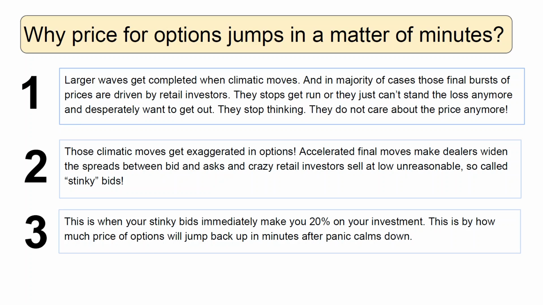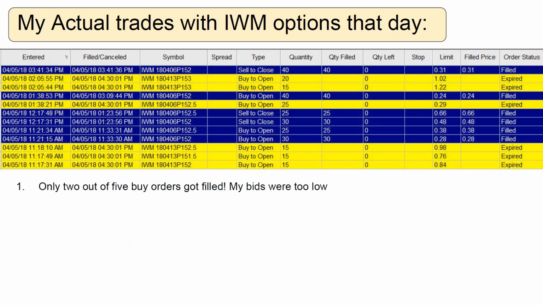This is basically where you capitalize on the emotions of other retail investors. This is how you earn your almost instant premium. You just set your bids, and at the time of a fast change in the market, market makers fail to adjust the pricing fast while your bids are in the system, and your bids are likely the bids which will be filled by those crazy guys who want to get out of those puts at any price just because they are losing money. So let's look at my actual trades that day.